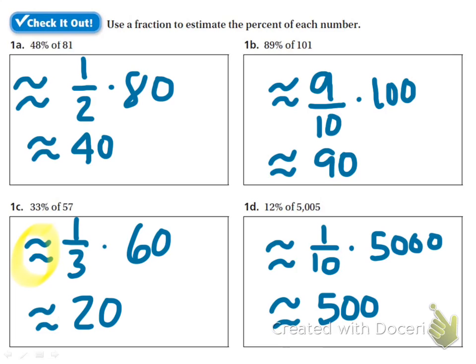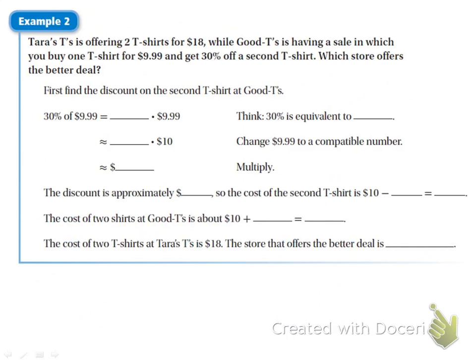Okay, let's move on to number 2. Tara's Tees is offering 2 t-shirts for $18. Well, Good Tees is having a sale in which you can buy 1 t-shirt for $9.99 and get 30% off the second t-shirt. Which store sells the better deal?